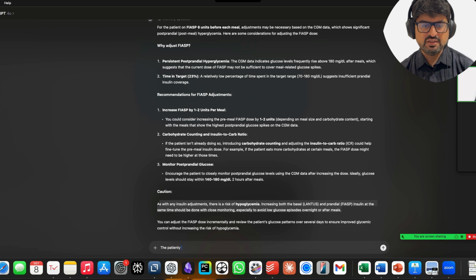The patient has type 2 diabetes. Is adding oral semaglutide a good idea for this patient?